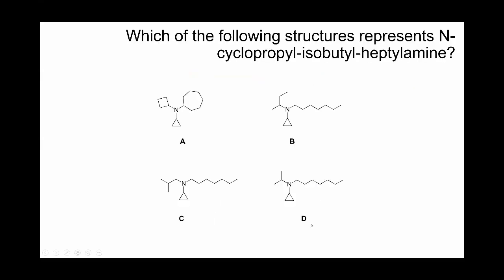Okay, so look at the structures here. Which of them is representing N-cyclopropyl isobutyl heptylamine? So it'd be N-cyclopropyl. This should be an N here as well. So which of these fits the correct structure here?